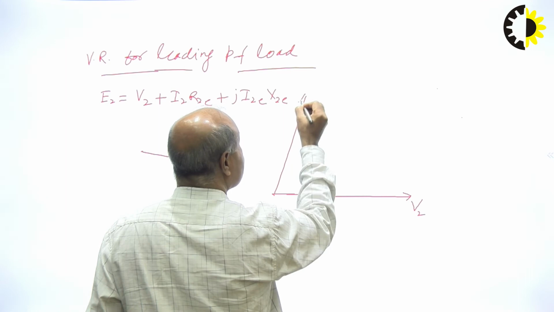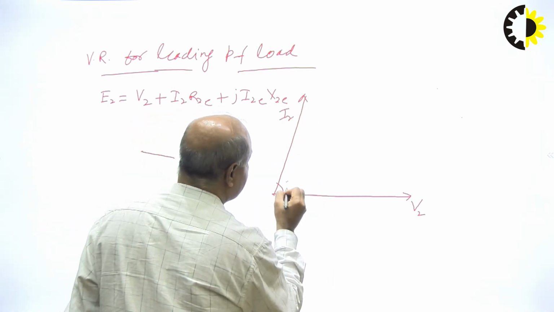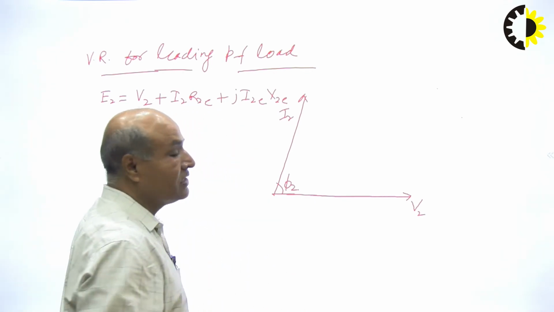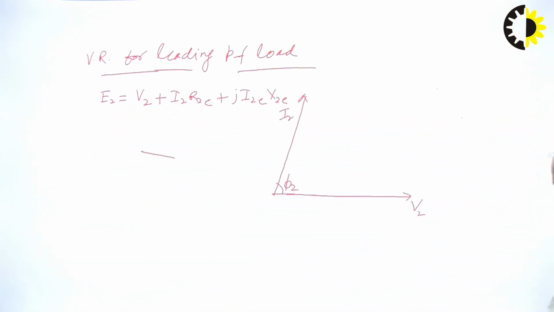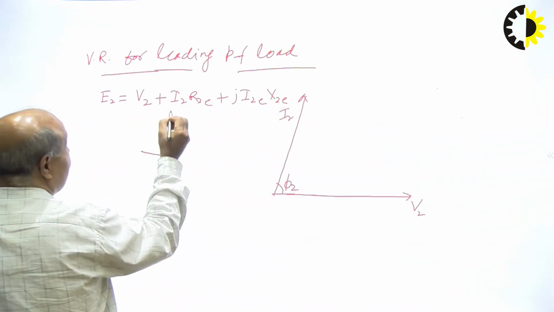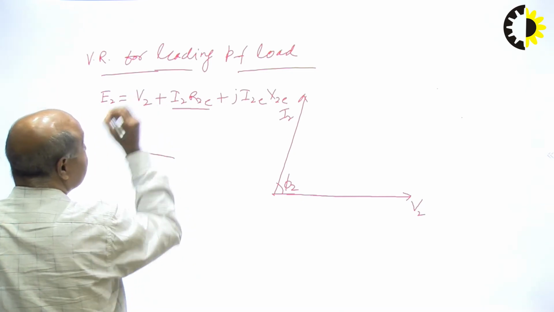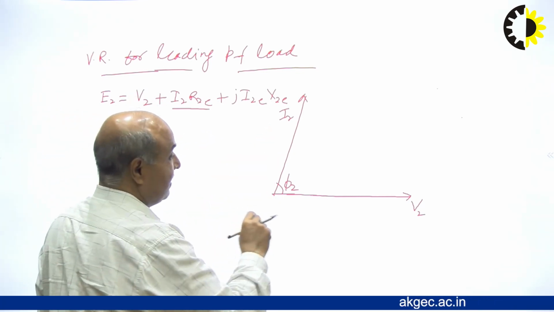Current is here. This is our load current I2 at an angle of phi 2. Now we can complete this. We have to add I2 R2E in V2. Where will the I2 R2E phasor be?